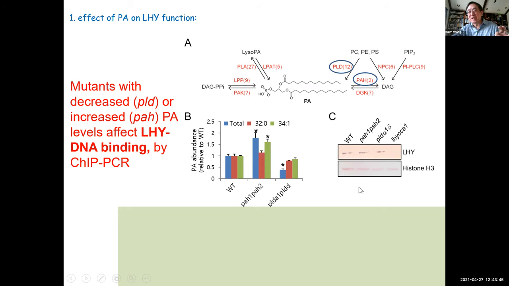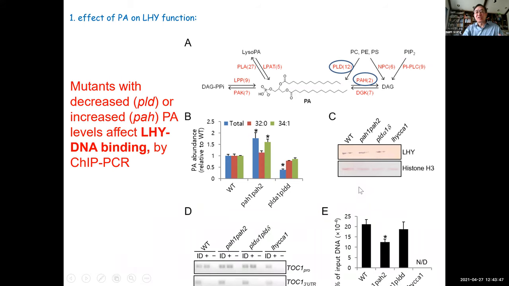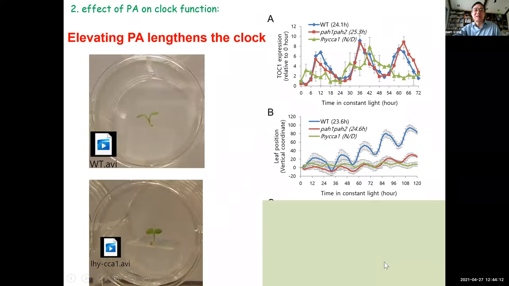And then he used ChIP-PCR assays to show some of this. If you have produced more PA, indeed you can actually see less binding. In this case, with a PAH double mutant, you see less LHY binding to the TOC1 promoter, again consistent with that.